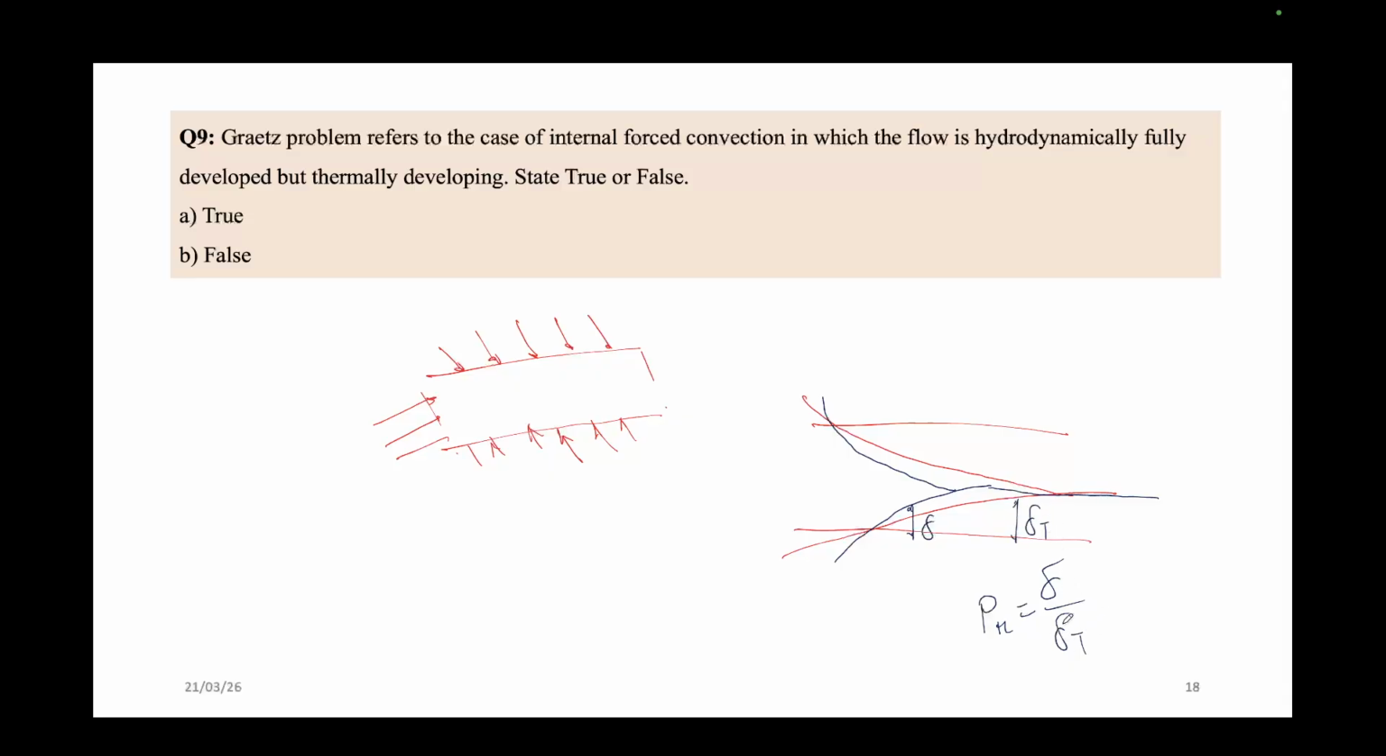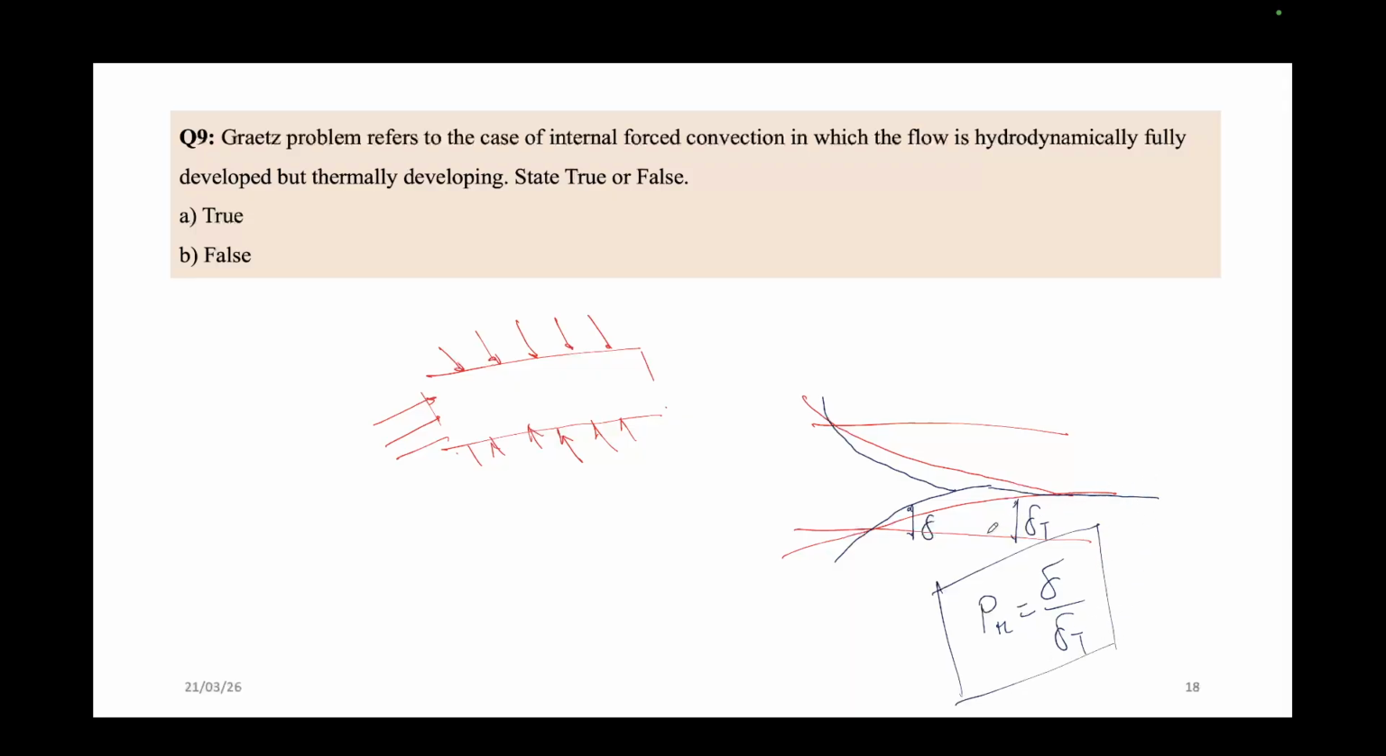So if Prandtl number is 1, that indicates both the boundary layers are equal. That means they overlap with each other. If Prandtl number is more than 1, that indicates that the hydrodynamic boundary layer is thicker compared to the thermal boundary layer. That means the hydrodynamic boundary layer is achieved earlier, right? Similar is the scenario if the Prandtl number is less than 1, then the thermal boundary layer is thicker than the hydrodynamic boundary layer. So this is the significance of the Prandtl number. Got it?